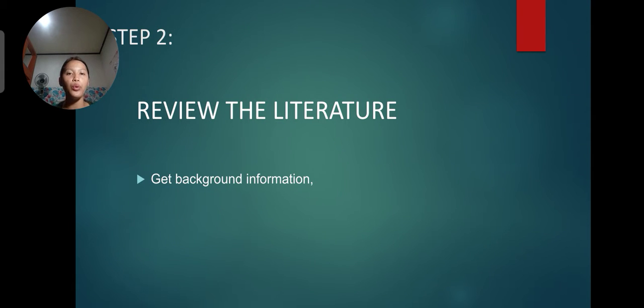Step 2. Review the literature. Once the research problem is identified and defined, the next step is to review the existing research. The researcher must learn more about the topic under investigation. To do this, the researcher must review the literature related to the research problem. This step provides foundational knowledge about the problem area.